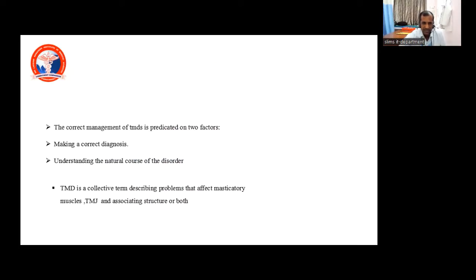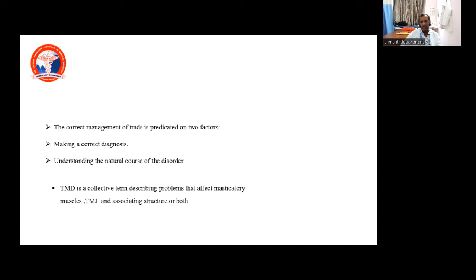The correct management of temporomandibular dysfunction syndrome depends upon two factors. Any problem associated with the temporomandibular joint can be predicted with two factors: by making a correct diagnosis, and you should understand the nature and cause of the disorder before treating any internal derangement. The diagnosis forms the trump card for your successful treatment outcome.